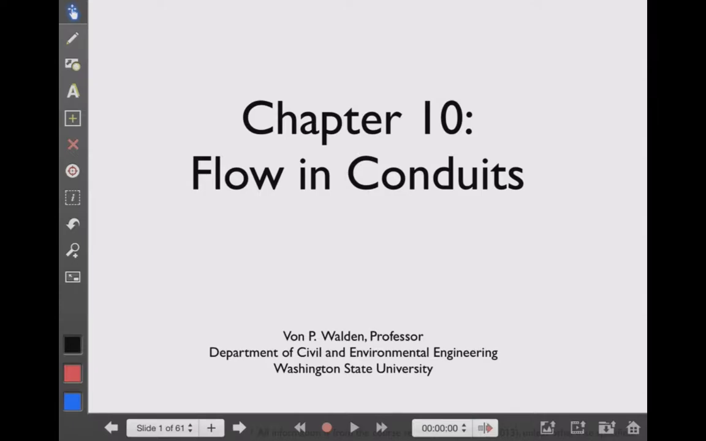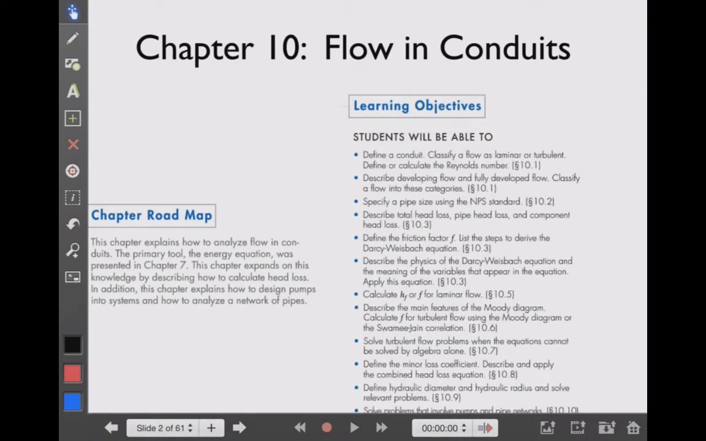Okay, we're returning to Chapter 10, Flow in Conduits, and we're going to do sections 10.3 and 10.4. The learning objectives actually don't show section 10.4, but the main things that we're going to do in these sections are really determine an equation for head loss in conduits. That means pipes and square conduits. And we're going to concentrate on deriving the Darcy-Weisbach equation. And we're going to be applying that equation later on in this chapter to determine head loss in pipes.